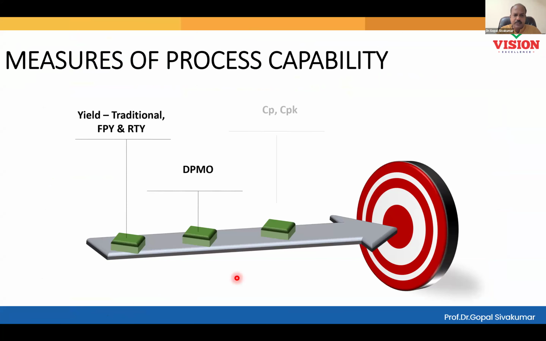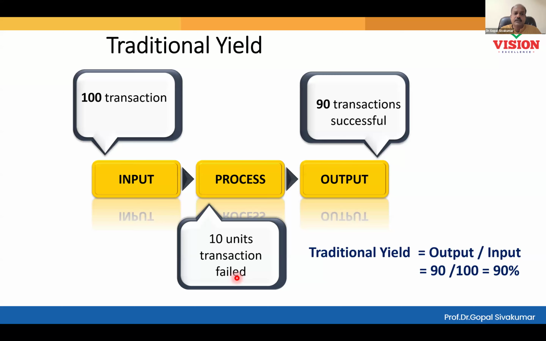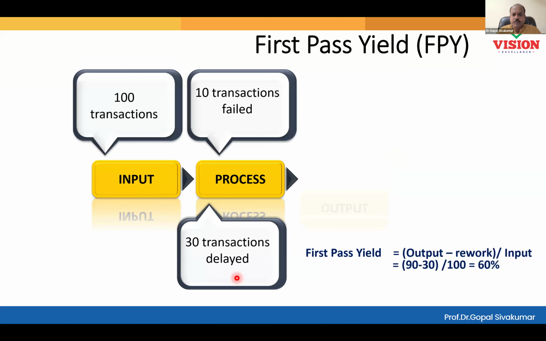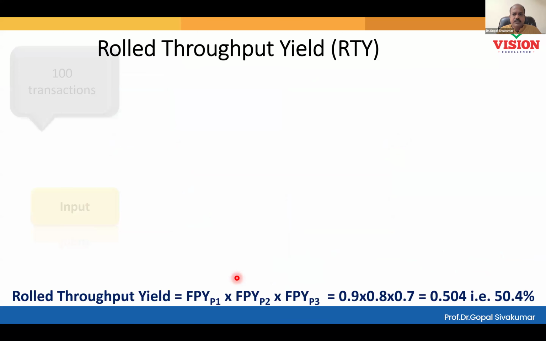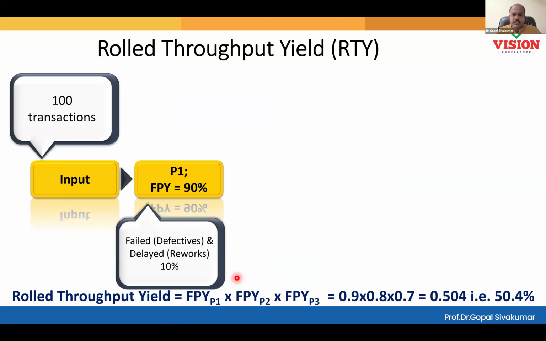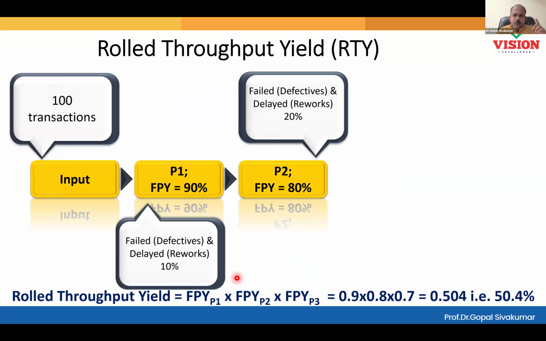So this you already know. The yield metrics, output by input. The problem with the traditional yield is we don't consider rework, right? Whereas in first pass yield, we even count the reworked unit and subtract it so that we get the first pass yield. And this rolled throughput yield, maybe we can spend a minute here.